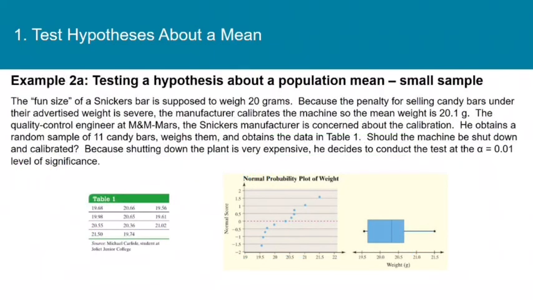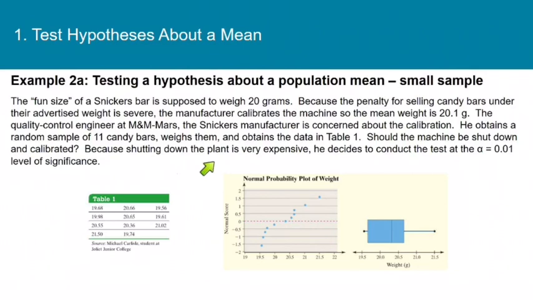Now here is one last example that we will do together by the classical method. This one says the fun size of a Snickers bar is supposed to weigh 20 grams. Because the penalty for selling candy bars under their advertised weight is severe, the manufacturer calibrates the machine so the mean weight is 20.1 grams. The quality control engineer at M&M Mars, the Snickers manufacturer, is concerned about the calibration. He obtains a random sample of 11 candy bars, weighs them, and obtains the data in Table 1. Should the machine be shut down and calibrated?